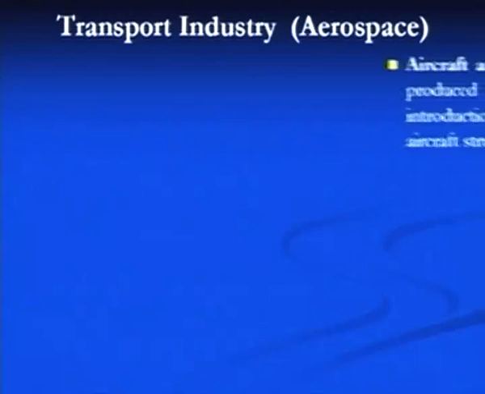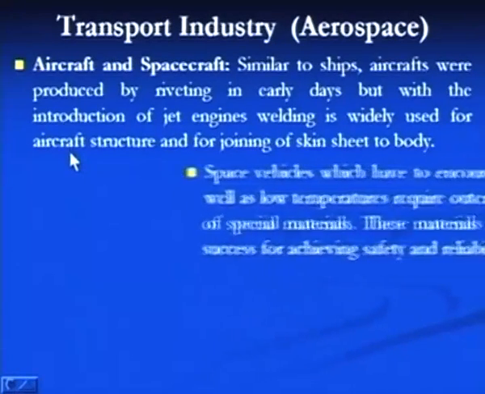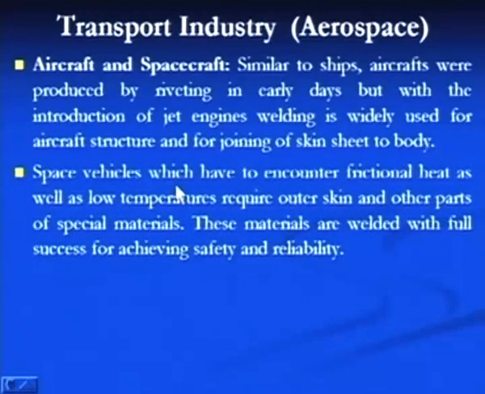The transport industry also uses welding extensively, including in aerospace. Aircraft and spacecraft both use welding significantly. Similar to ships, aircraft were produced by riveting in the early days, but with the introduction of jet engines, welding is widely used for aircraft structures and for joining the skin sheet to the body. Space vehicles, which have to encounter frictional heat as well as low temperatures, require outer skin and other parts of special material. These materials are welded with full success for achieving safety and reliability.